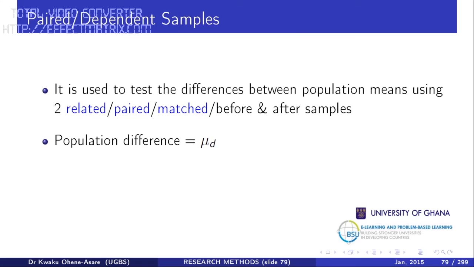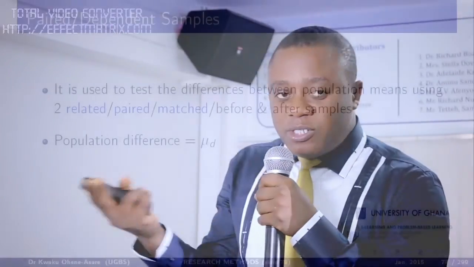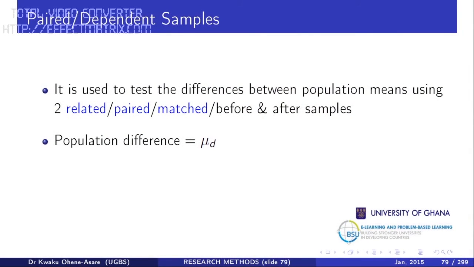Because we are talking about this sample and this sample, we have to mention the mean difference. In other words, the difference in the mean between the two samples. And that mean difference is called mu d. So whenever you see mu d, it is looking at the difference between the two samples. That is mu1 minus mu2. This is the mu d.